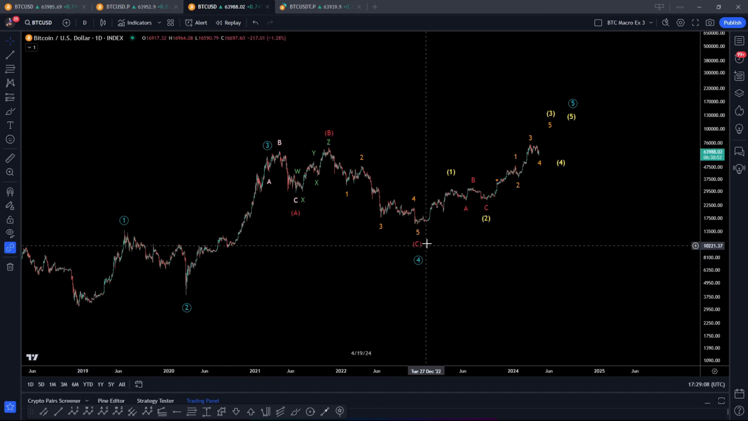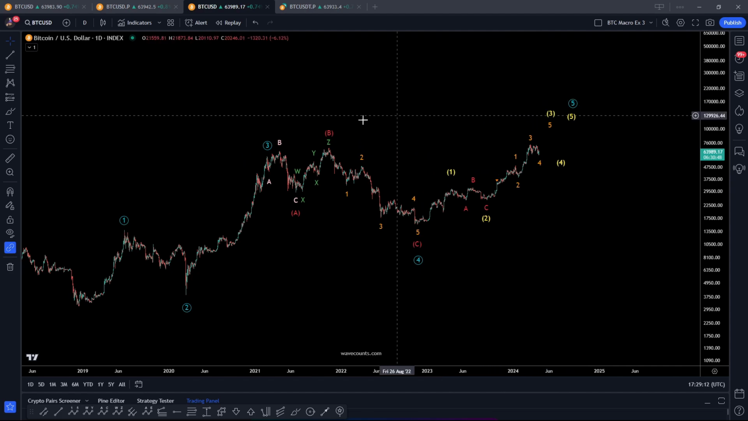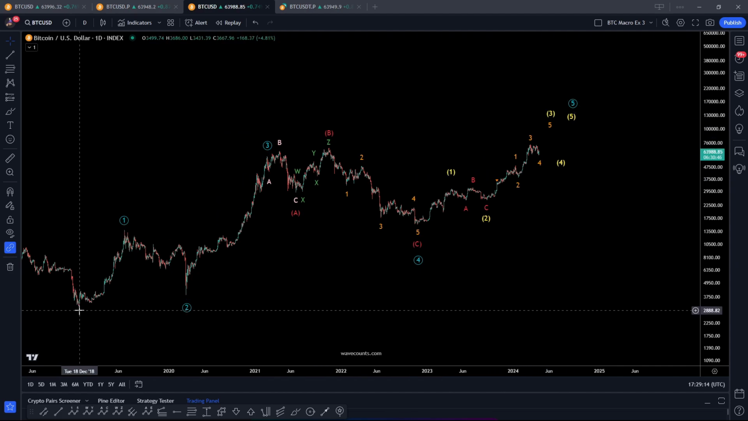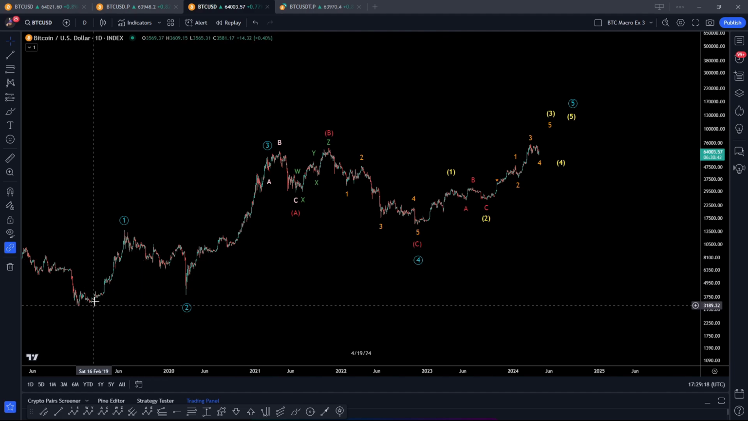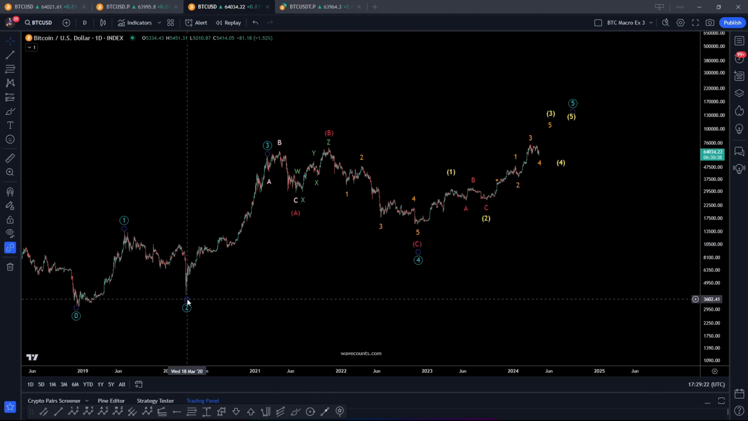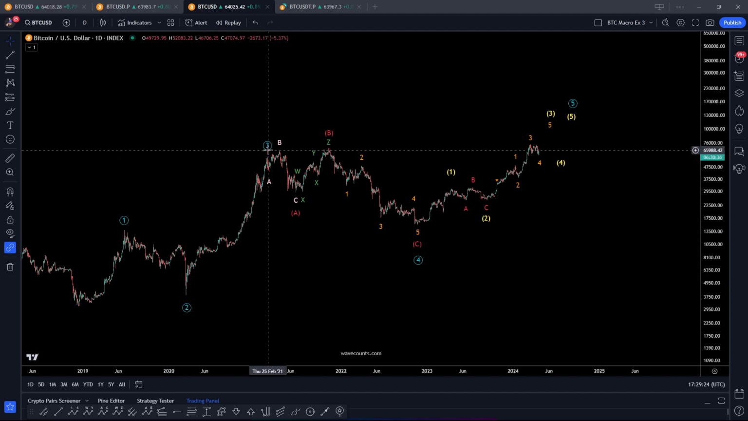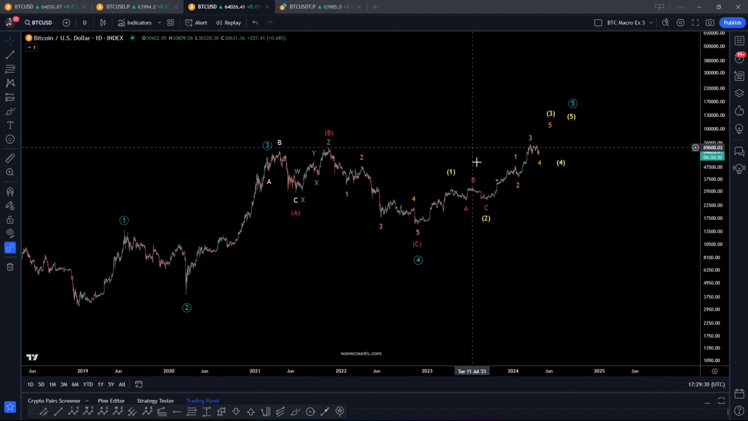I have an indiscriminate, isolated impulse labeled starting from December of 2018. Got 5 waves up to a 1, zigzag down to a 2, impulse up in a 3rd wave, expanded flat for a 4th wave, and working on the 5th.